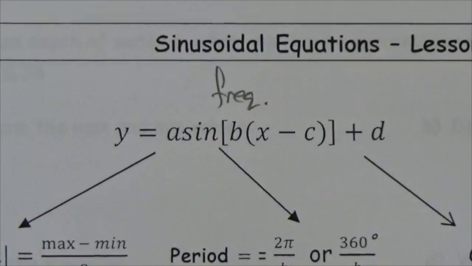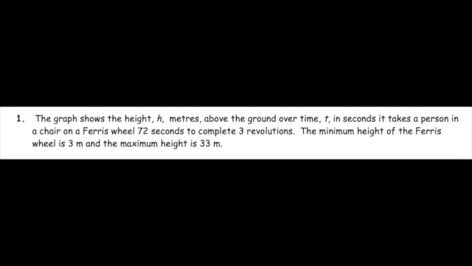So now we're going to look at some word problems and basically apply these pieces to different contexts. The graph shows the height h in meters above the ground over time t in seconds. It takes a person on a chair in a Ferris wheel 72 seconds to complete 3 revolutions. The minimum height of the Ferris wheel is at 3 meters and the maximum height is at 33 meters.